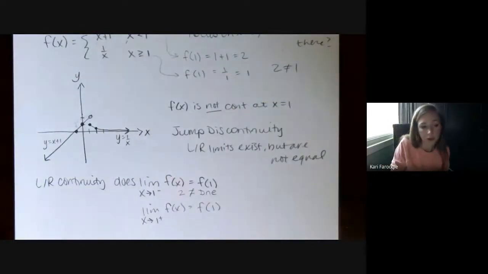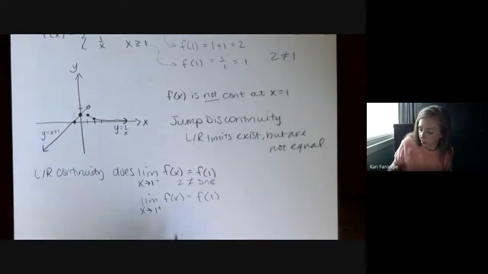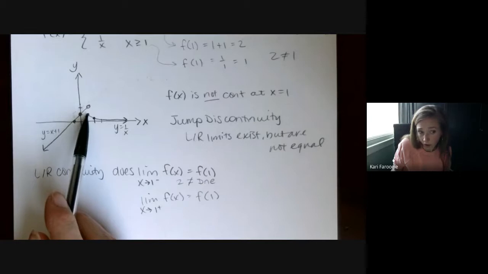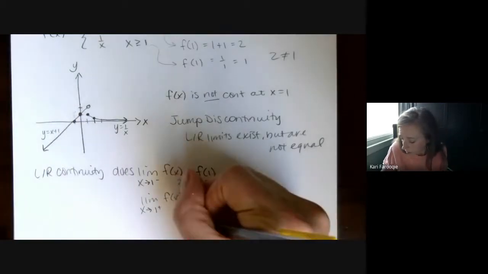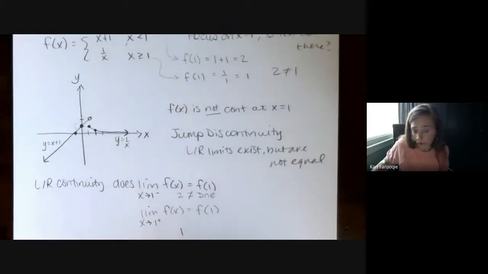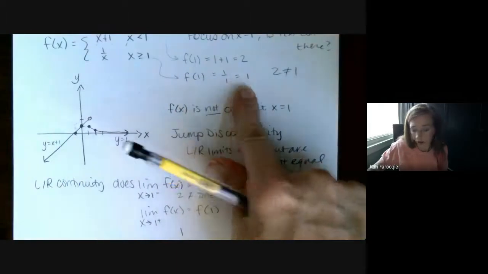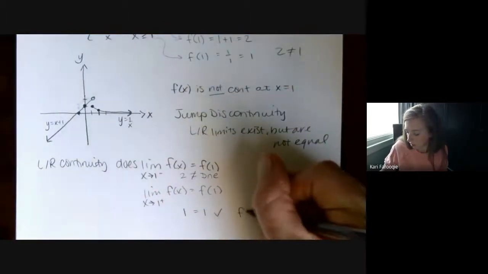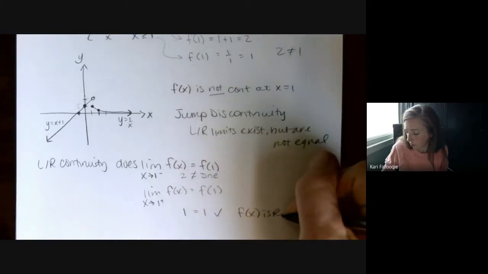So we would not be able to say that this is a situation where we have left continuity. But for right continuity, the limit as you approach 1 from the right is 1, because the y value is 1, and the function value at 1 is 1. So we would say 1 equals 1, therefore f of x is right continuous.